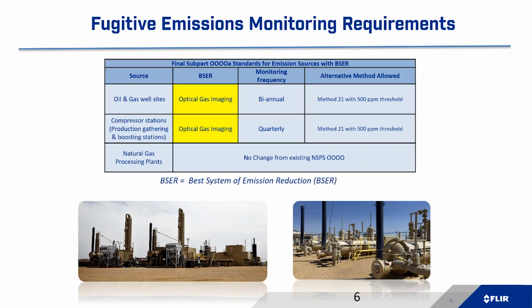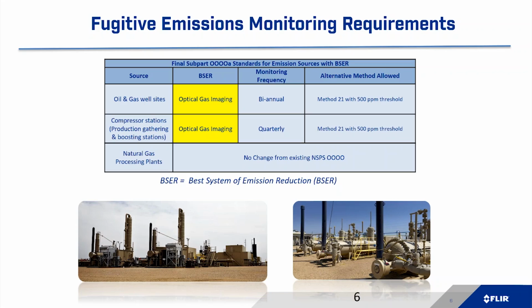We'll take a quick look here at some of the monitoring requirements specific to the leak detection. You can see here in the Quad OA standards, they call out what they call a BSER. So a BSER is essentially what the EPA states as a best system of emissions reduction. So when you look at well sites specifically in the United States as well as compressor stations, both production, gathering, and boosting stations, they have outlined optical gas imaging as the technology of choice, designated as the best system of emissions reduction based on their cost-benefit analysis.